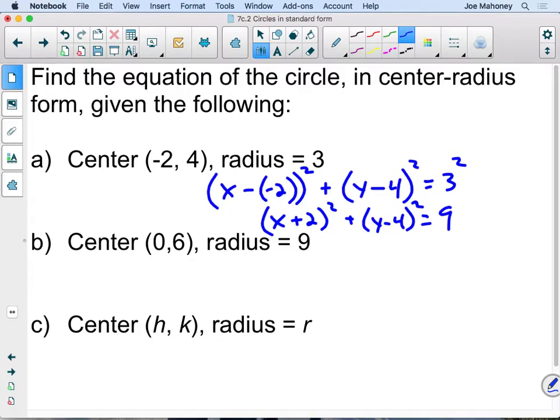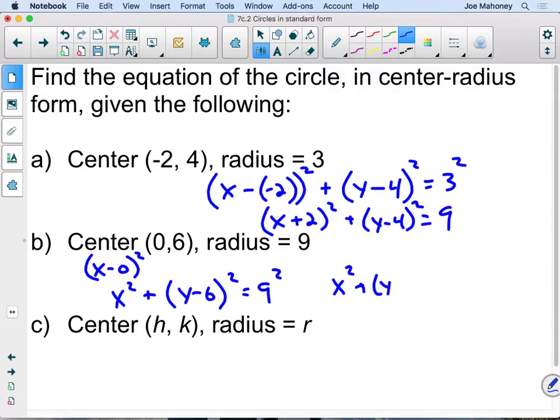And maybe if I do the same thing for the other one, it's x minus 0 squared, but we know what x minus 0 is. That's just x. And we'll do y minus 6 squared equals 9 squared. Or do you want to make it x squared plus y minus 6 squared equals 81? You want to square that? I like it a lot. Oh, look at that last one. Oh boy, it smells like a formula.